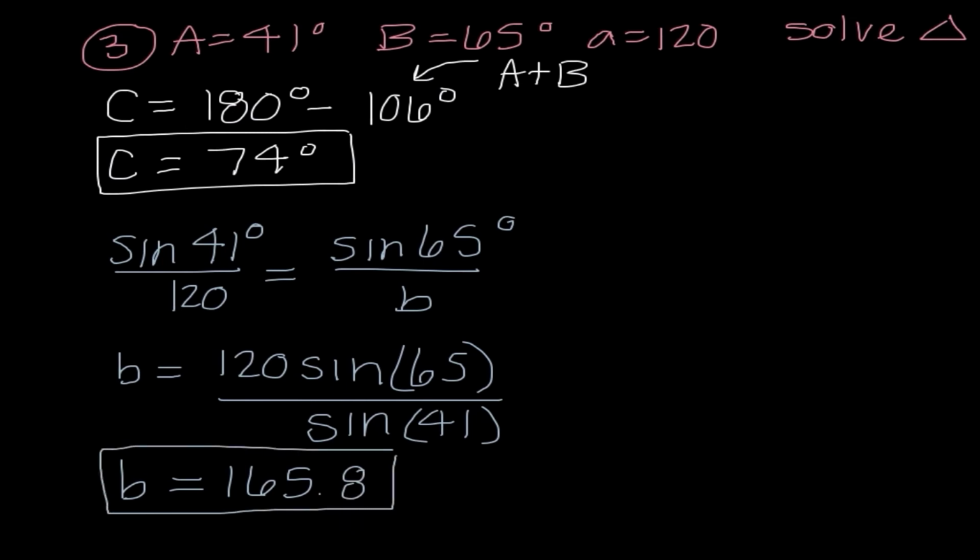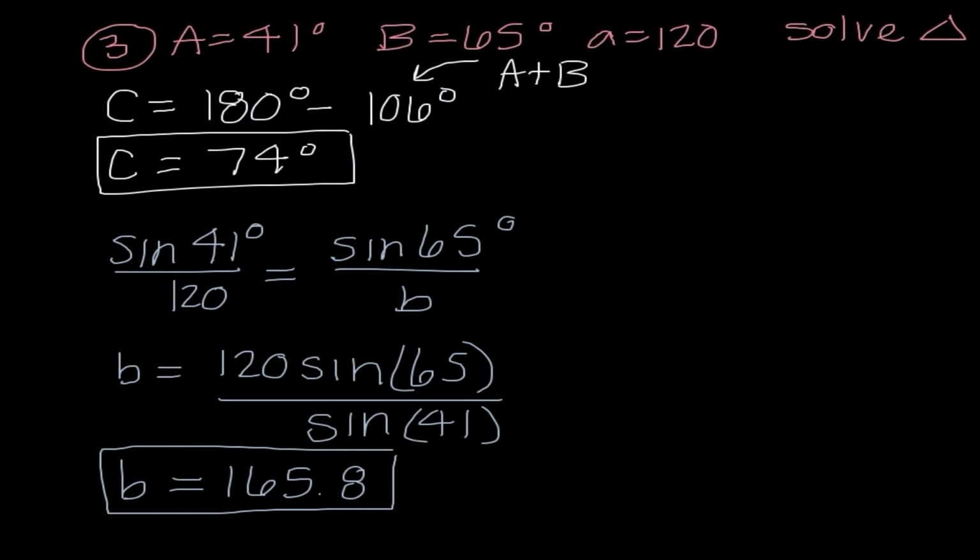Now, some of you may be tempted to use the Pythagorean theorem to find our third side, but we know better because we do not have a right triangle here. So we have options. You could either use the law of sines or the law of cosines. It doesn't matter. We have enough information to use either equation.